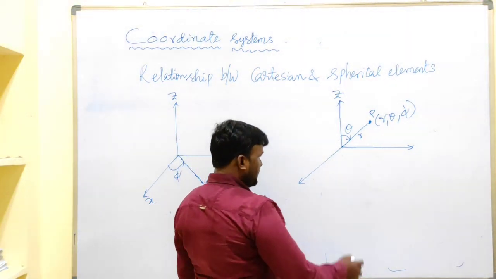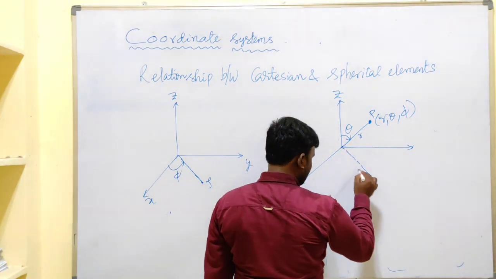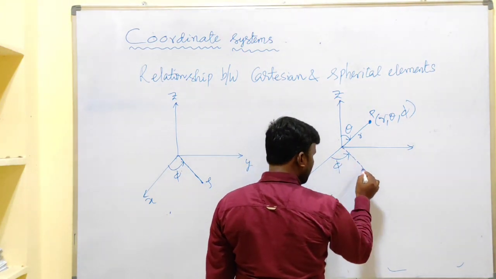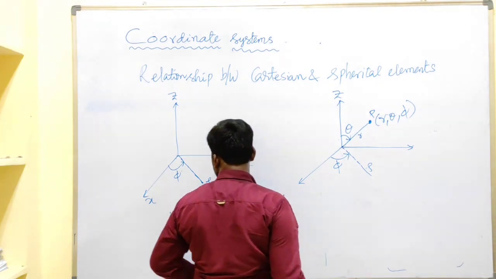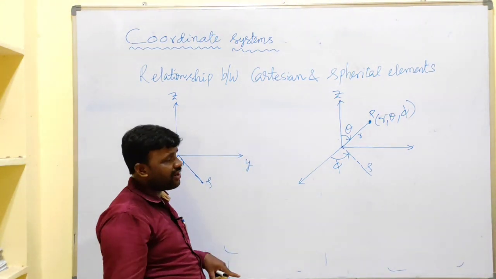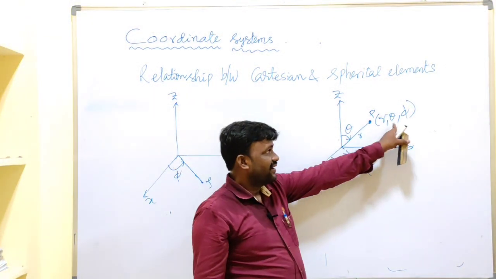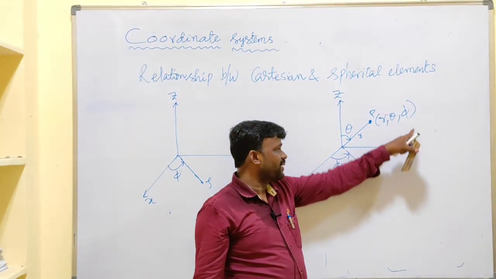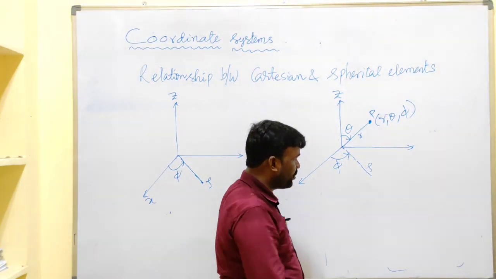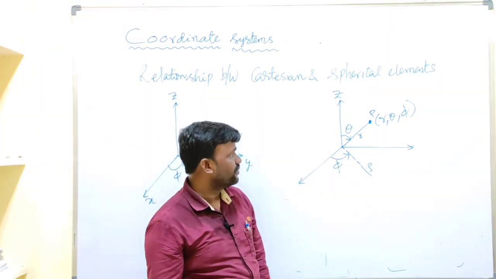What about phi? This is phi. What about this rho? But in the spherical coordinate system we have r, theta, phi. There is no rho. What is this rho?